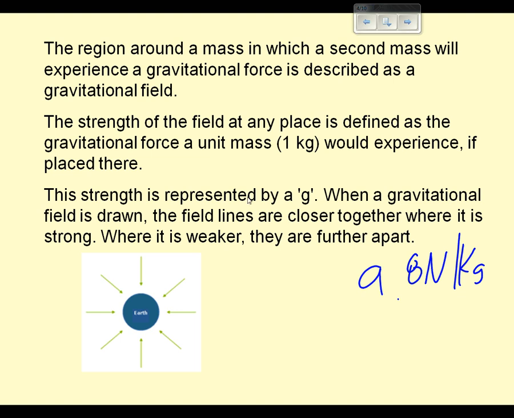When a gravitational field is drawn, the field lines are closer together where it is strong, and where it's weaker, they are farther apart. So here, close to the Earth, where the lines are close, it's stronger, and up here, where they're farther apart, it's weaker, but still existing.